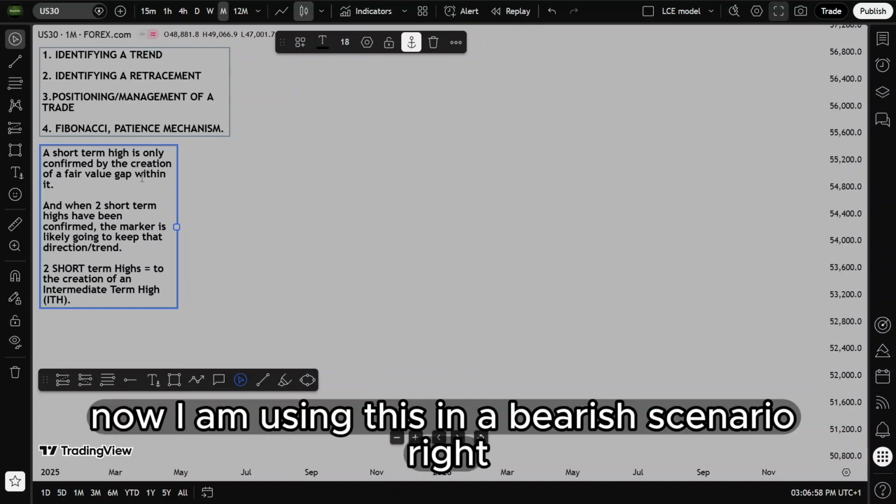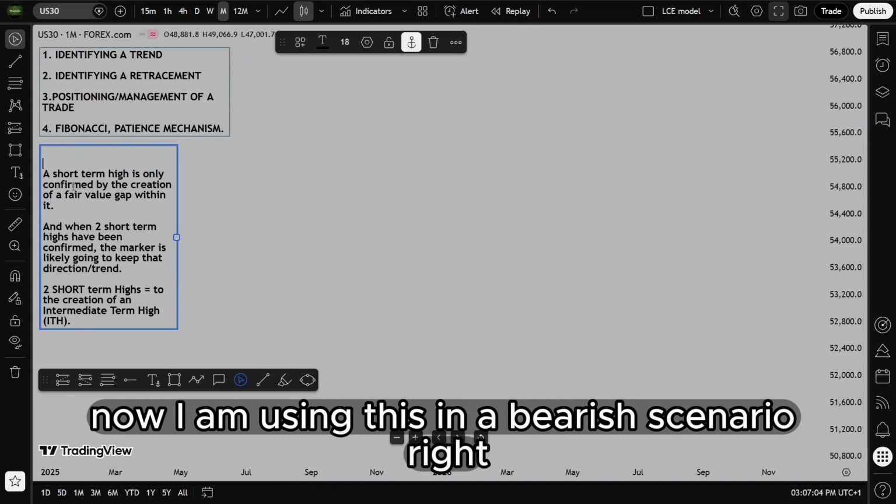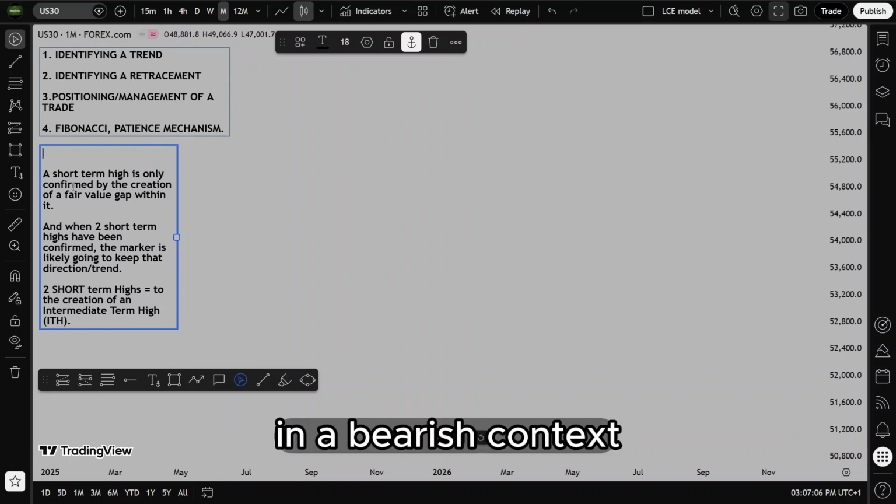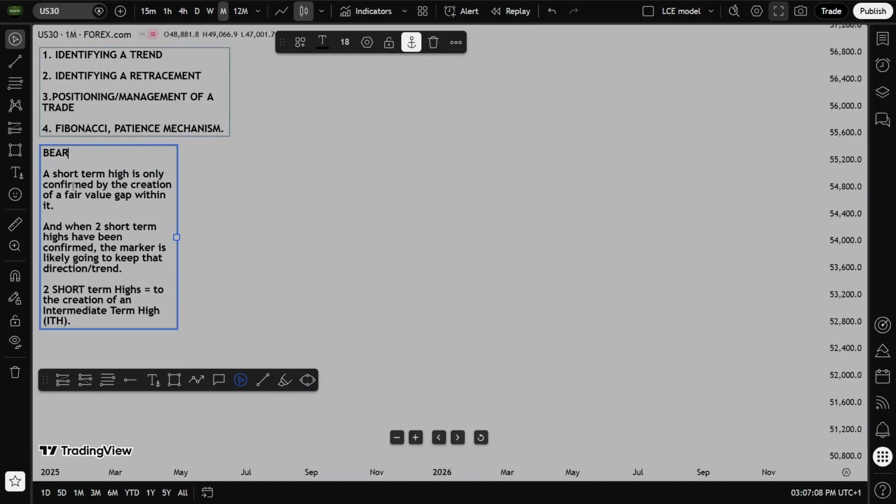Now, I am using this in a bearish scenario, right? In a bearish context. Sales or short.